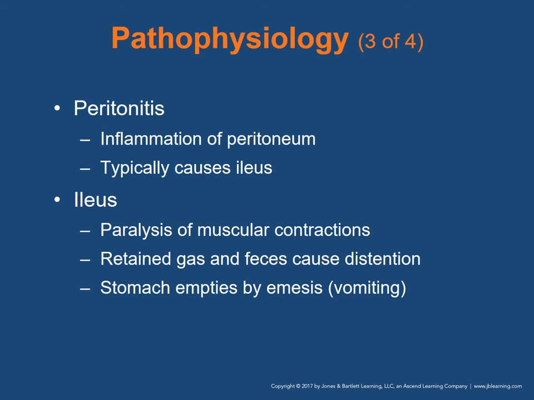So peritonitis, we already talked about. Itis means inflammation subsequent to infection of the peritoneum. So this is inflammation of the peritoneum, which can cause a condition called ileus. Ileus is the paralysis of muscular contractions through the abdominal cavity. I had one patient that had ileus. Sometimes ileus can be caused by a very severe infection. Other times, ileus can be caused by what we call bowel impactment.